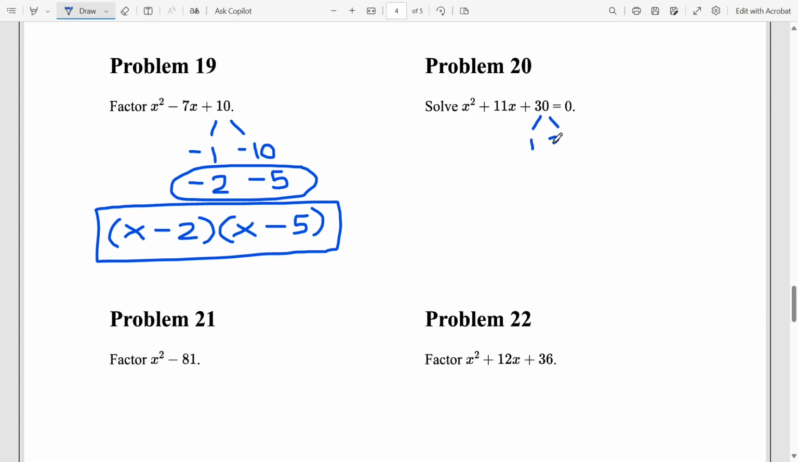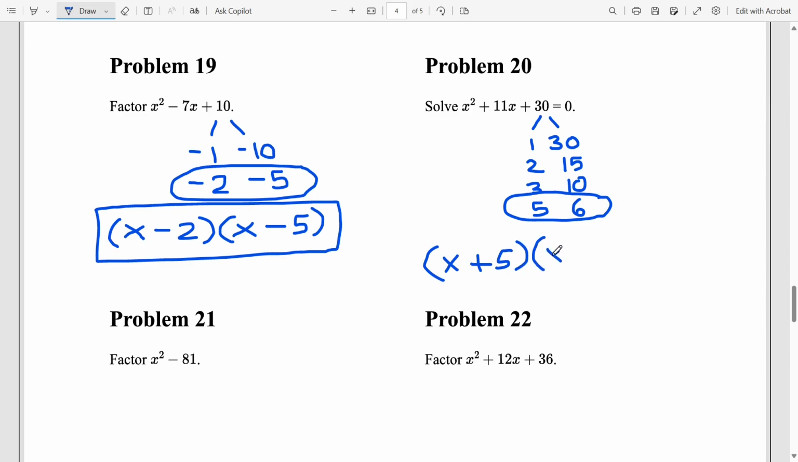Those are 1 and 30, 2 and 15, 3 and 10, and 5 and 6. Now 5 plus 6 adds to 11. That's the pair of factors I want. So I'm going to write this in factored form as x plus 5 times x plus 6, and that equals 0. Now we are supposed to solve this.